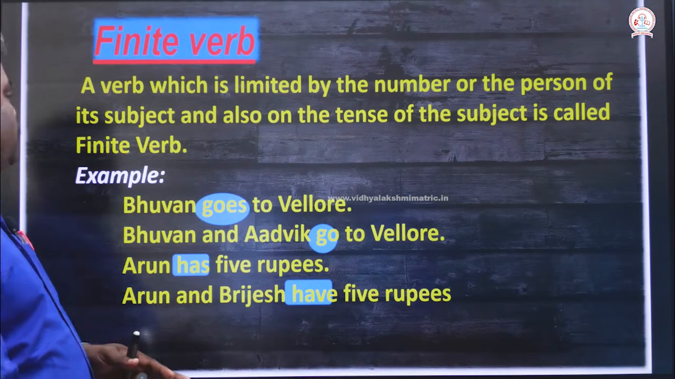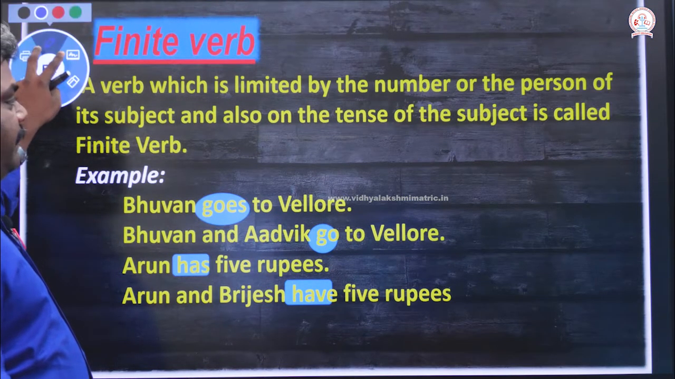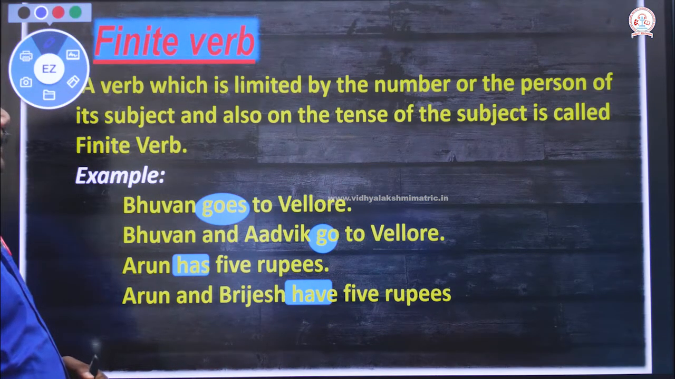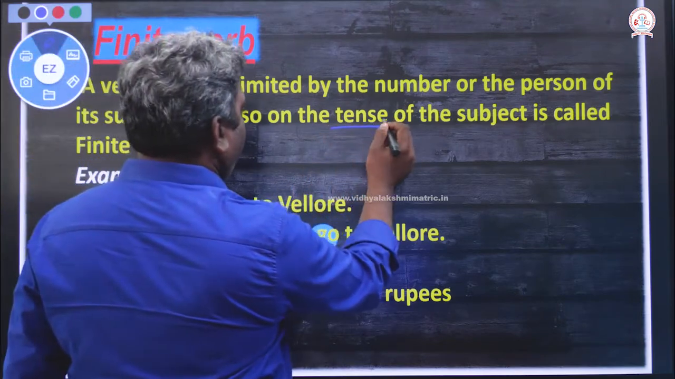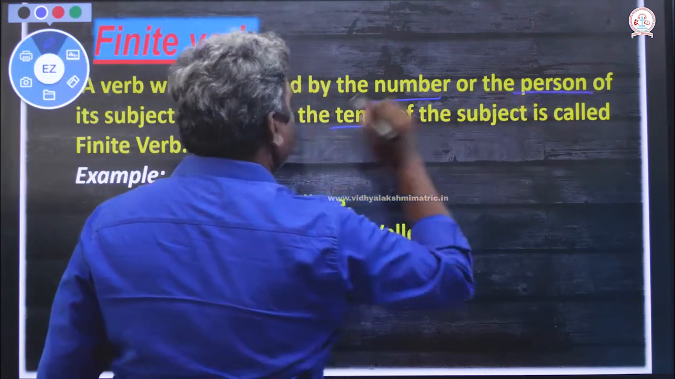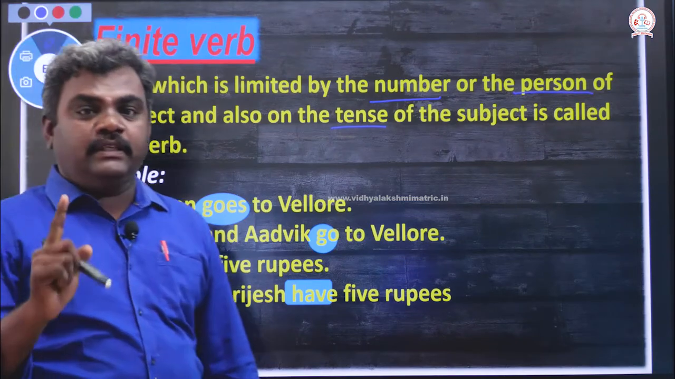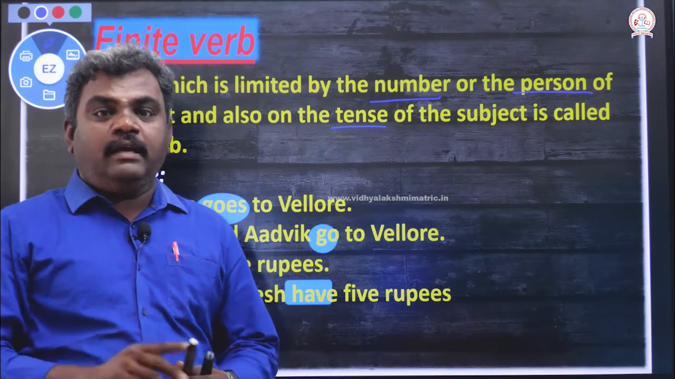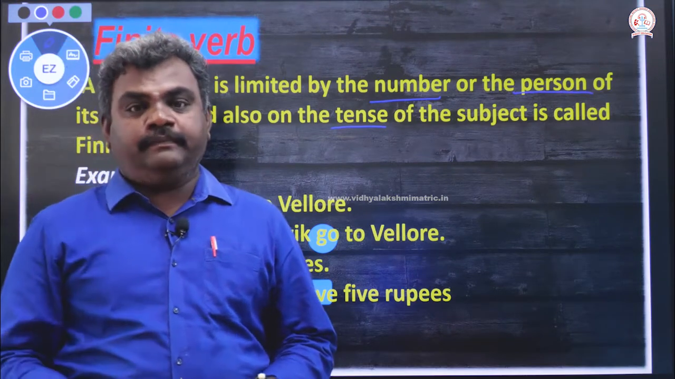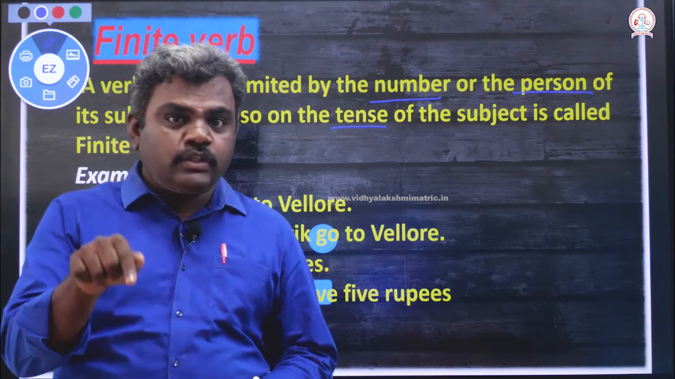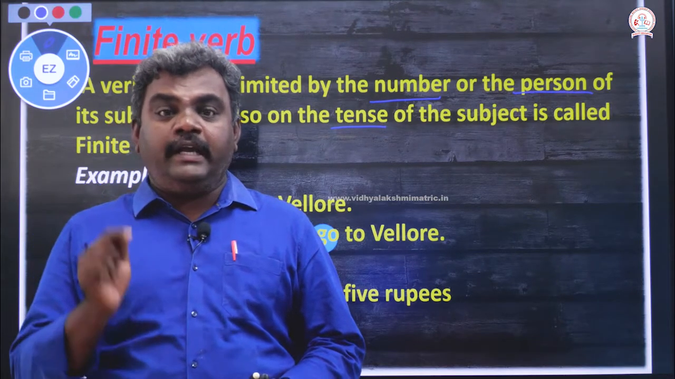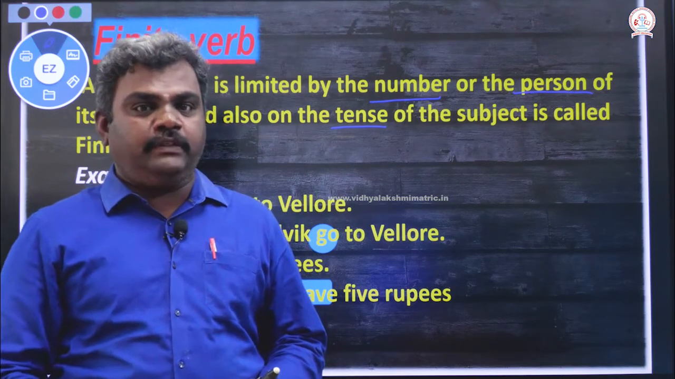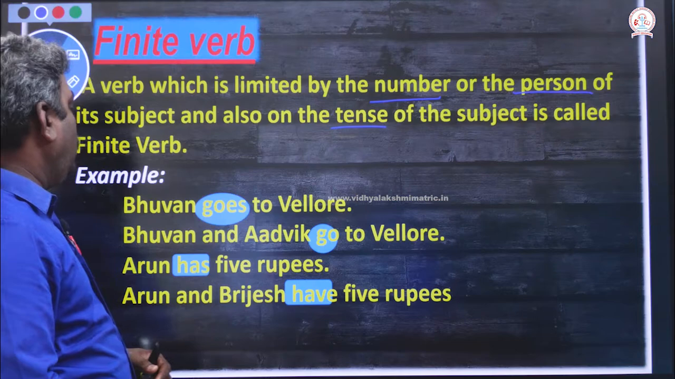Finite verb: a verb which is limited by the number or the person of its subject and also by the tense. Look at this, limited by. If the subject is singular, it will take a singular verb. If it is plural, it takes a plural verb. If it is past tense, for example, I teach today, I taught yesterday. Even the tense modifies the finite verb. This is called finite verb.